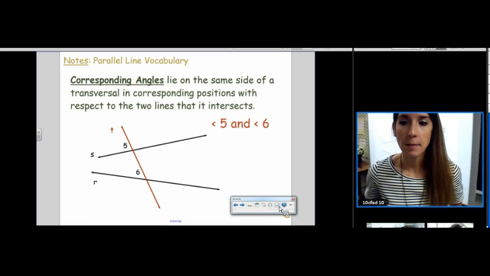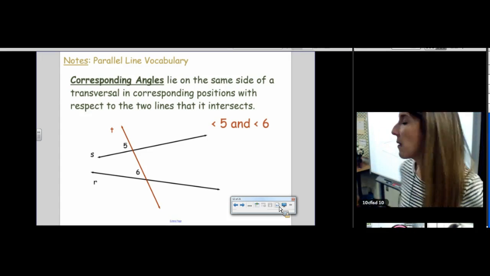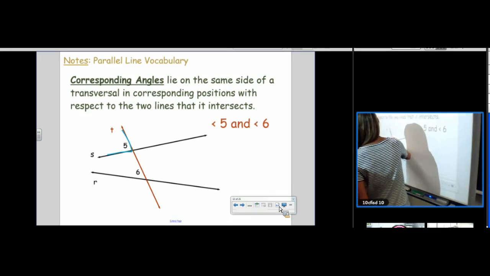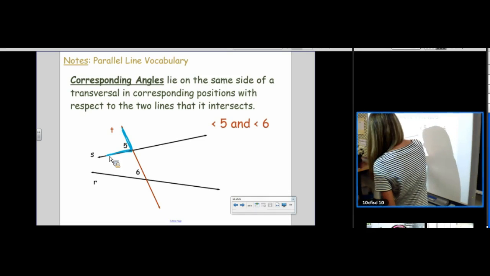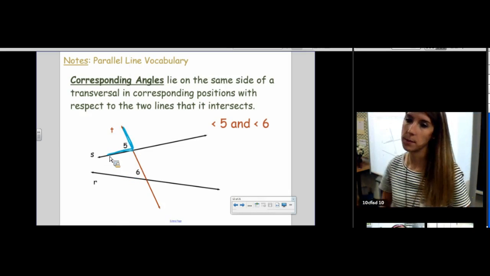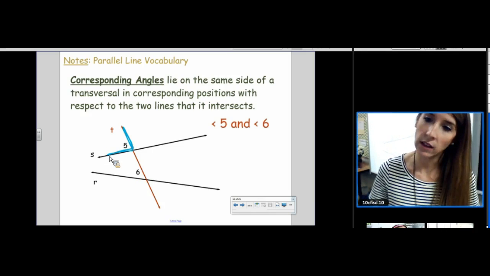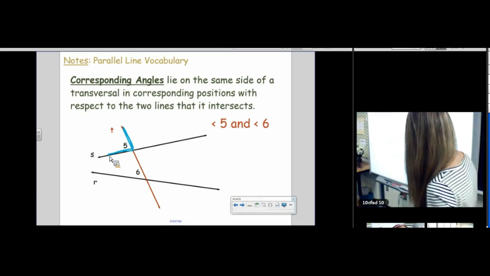Notice they're on the same side of T, but one of them's interior and one's exterior. But the cool thing about corresponding angles is that if I take this angle and I go directly below, I land in angle 6's spot. 5 and 6 are like in the same spot. They're in corresponding positions. Both of these are to the left and above. To the left and above. All right? Next word.